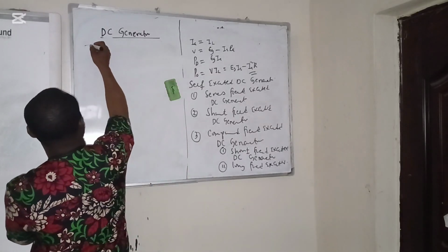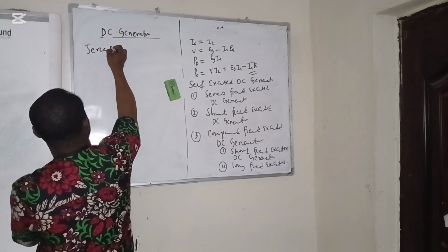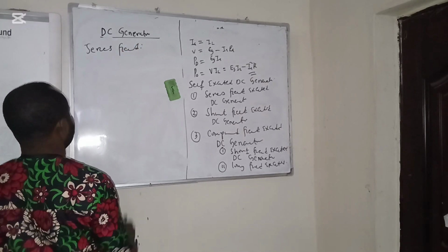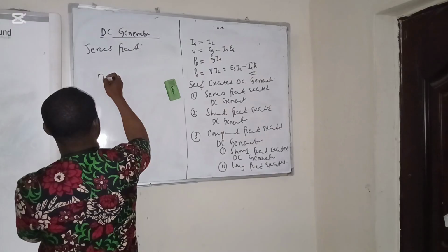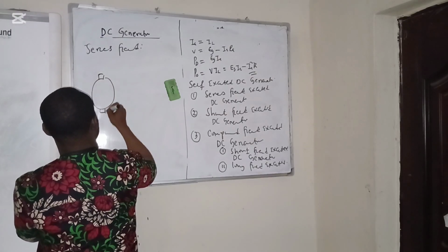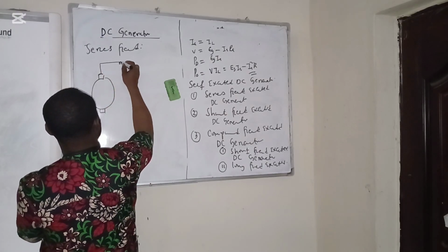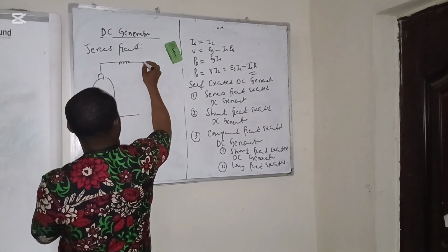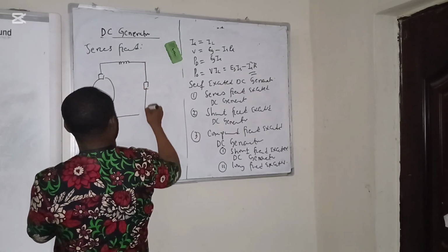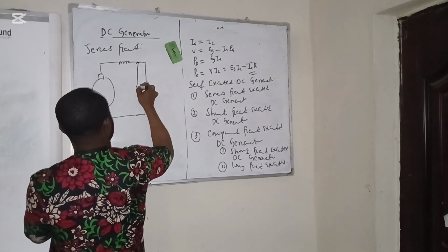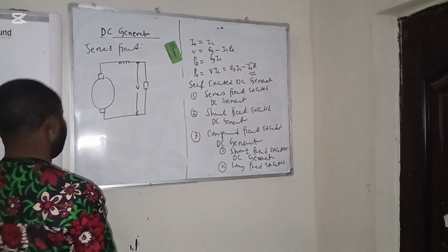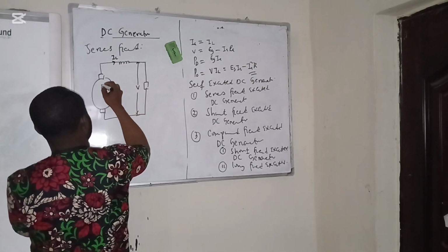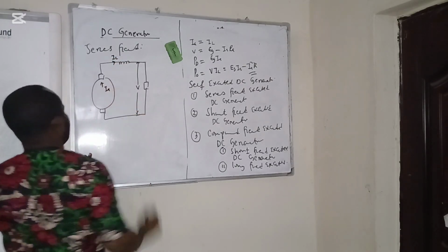So when we talk of series field, we are saying that the armature windings are in series with the field windings. So, and this is giving us, this is the output, this is the load, and this is V, and this is the load. This is the armature.